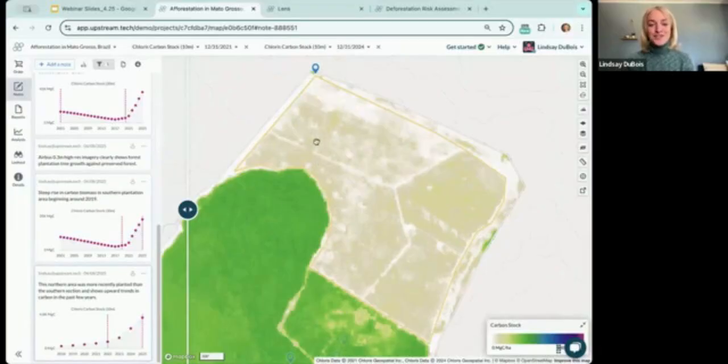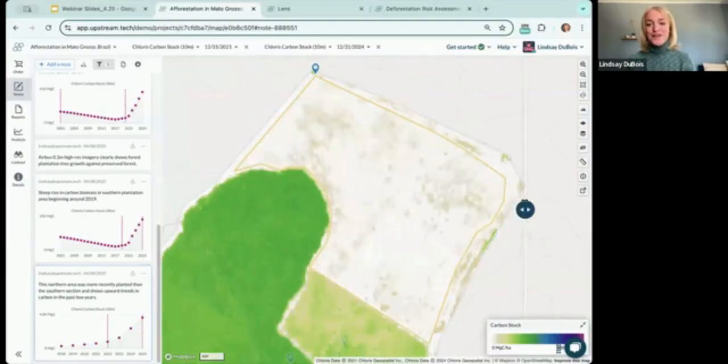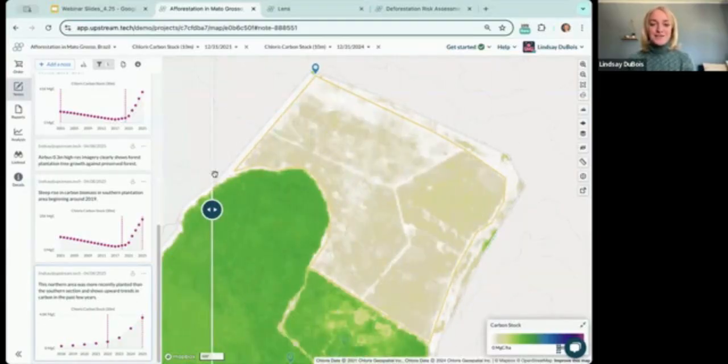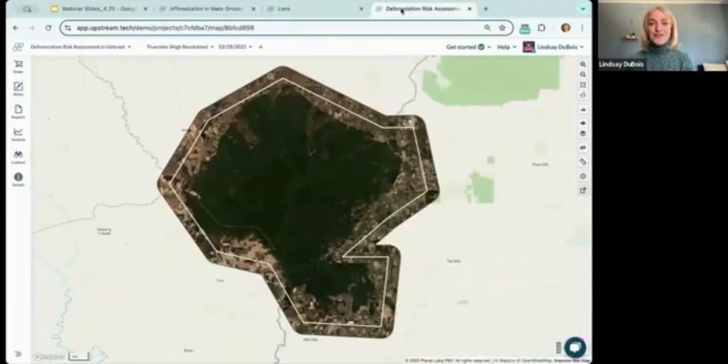And the northern plantation, we have the Chloris 10-meter data set here, was planted more recently. You can see in this note here, planted in 2022, and you have the before and after. So we can see how carbon stocks are starting to increase, but just a little bit more slowly in this area.